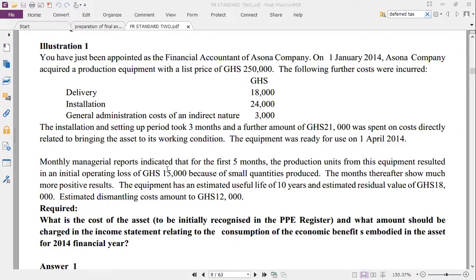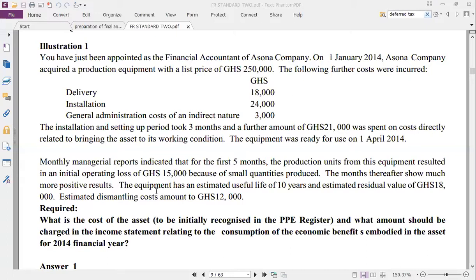Monthly managerial report indicated that for the first 5 months, the production unit from this equipment resulted in initial operating losses of 15,000 because of small quantities produced. The months thereafter show much more positive results. Should we add it? 15,000 loss. Will it be part of the cost? Initial operating losses must be ignored from the cost of the PPE. That must be accounted for in operating cost.